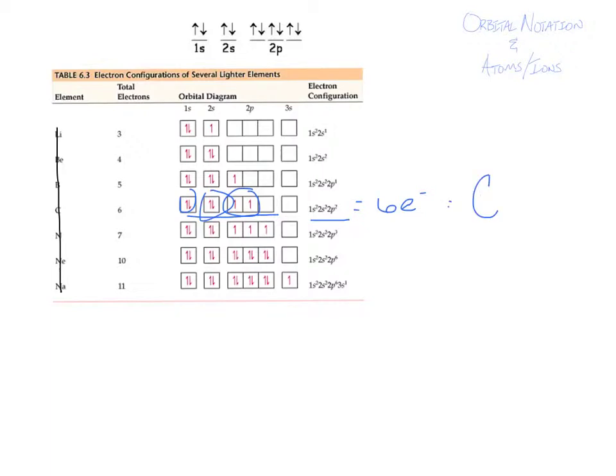You could also just track it over on the periodic table. If it's in 2p, that means there's 1, 2. I move over in p, 2 spaces, 2 elements, and that's carbon. You could do it that way. There are several different ways to do it.